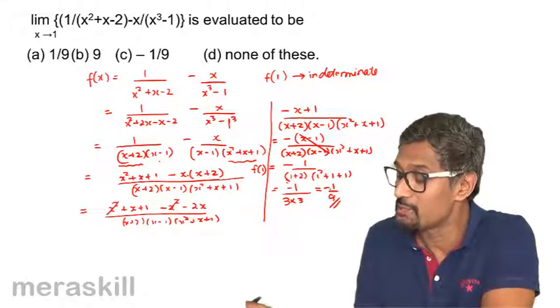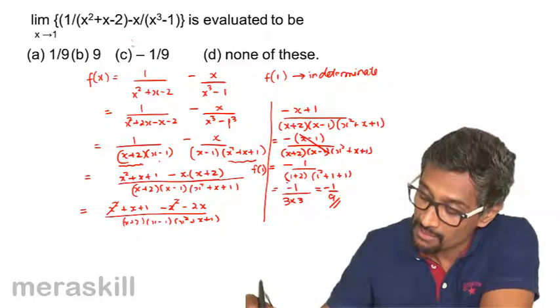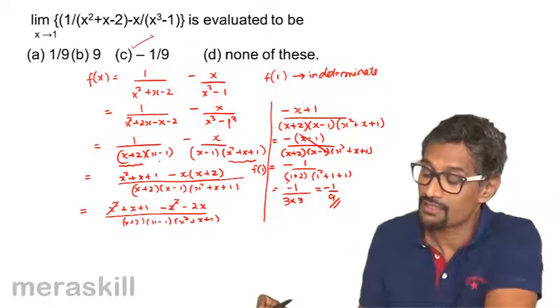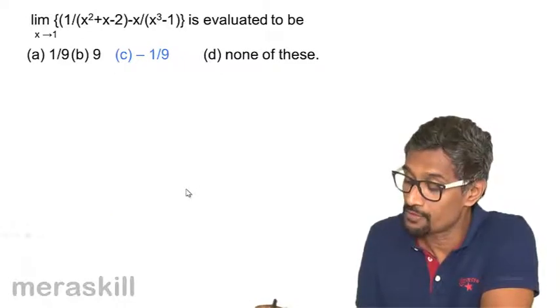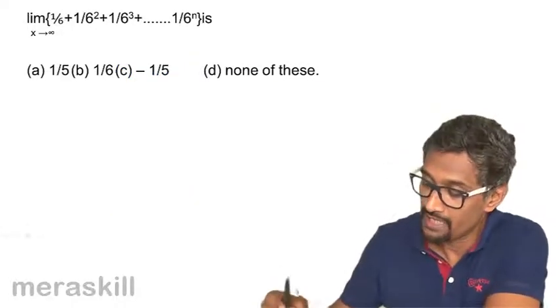So this gives it as minus 1 by 9. So among the options given, this is our correct option. Right? Okay.